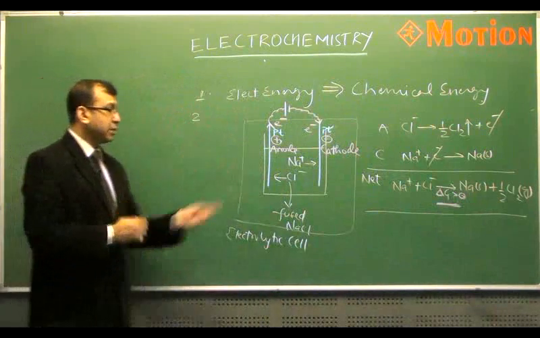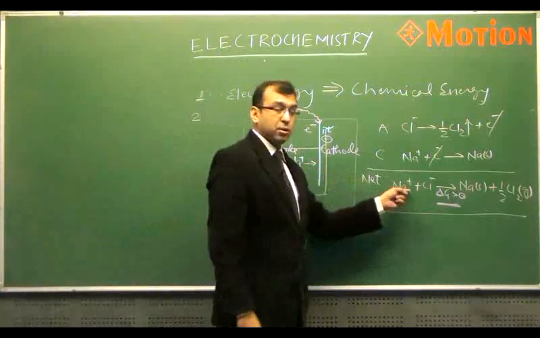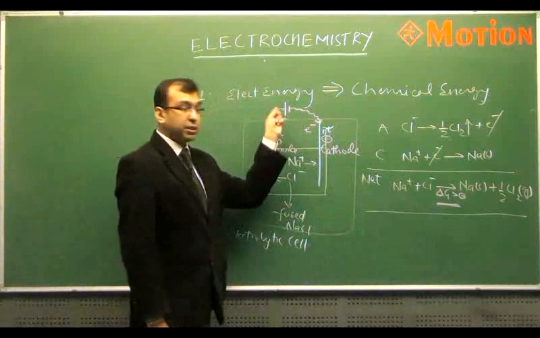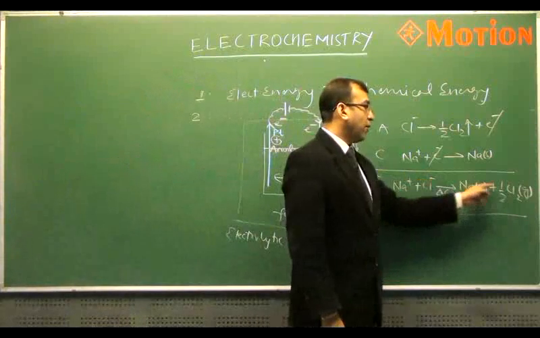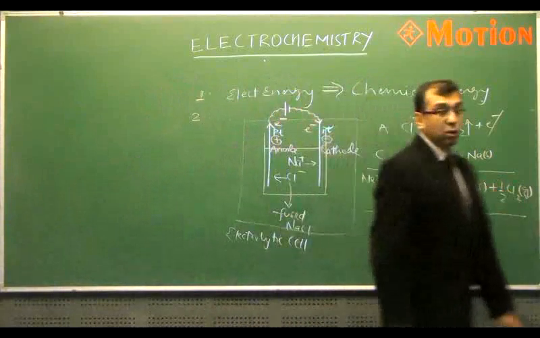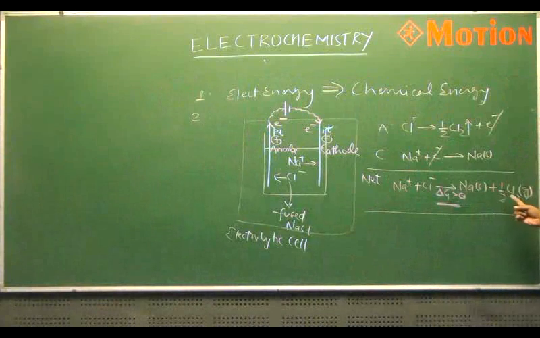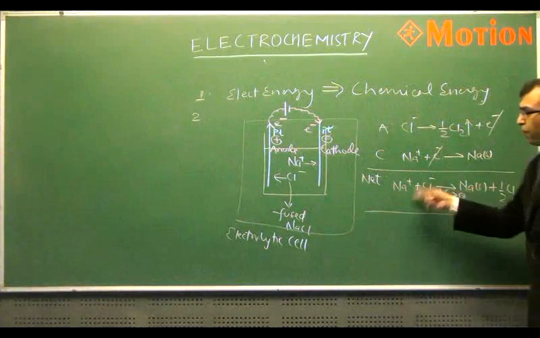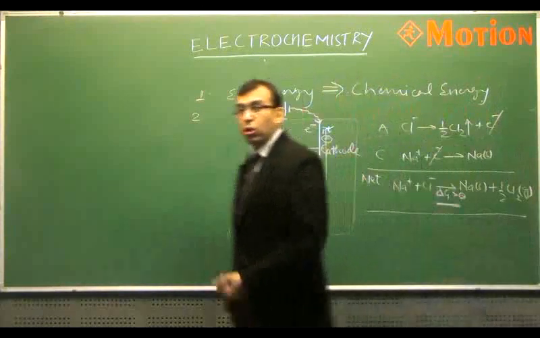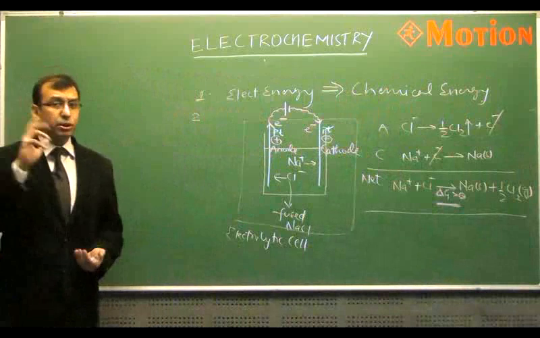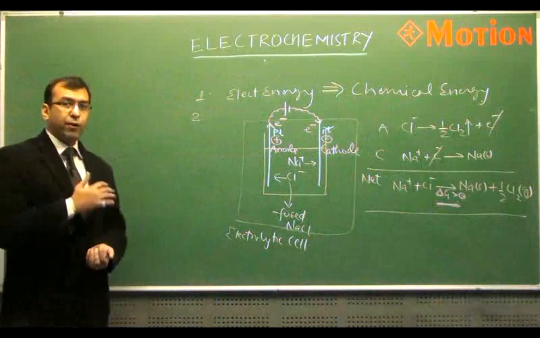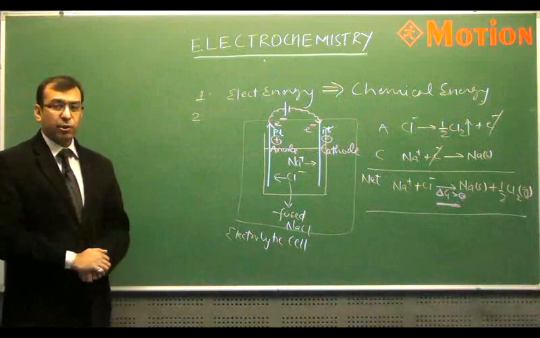An electrolytic cell is a device which converts electrical energy of this cell, the galvanic cell, into chemical energy of Na and Cl2. Or in other way, we can say that any non-spontaneous chemical reaction can be carried out with the help of electrical energy, and the device in which this is carried out is called an electrolytic cell. So this is an electrolytic cell. Now we need to understand the functioning of the electrolytic cell, what's happening at the micro level.